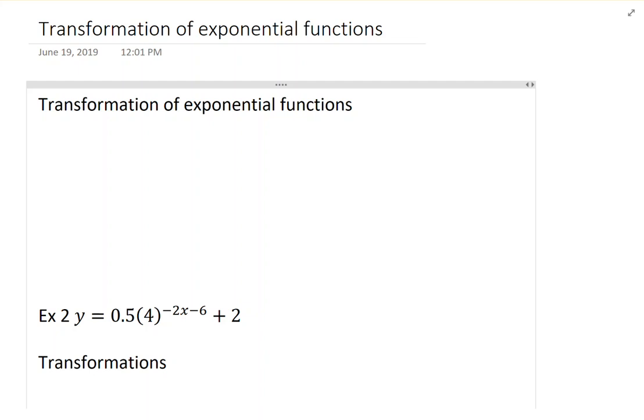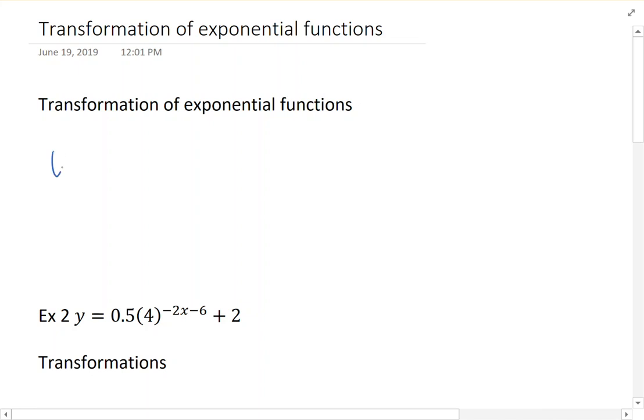Hello. So today's topic is transformation of exponential functions. Remember from last class, you learned that exponential functions look like this, right? Y equals c, where c is some base, to the power of x. Today we're just going to add those transformations. These are the same transformations we've been looking at since the beginning of the course, which is a, b, h, and k.